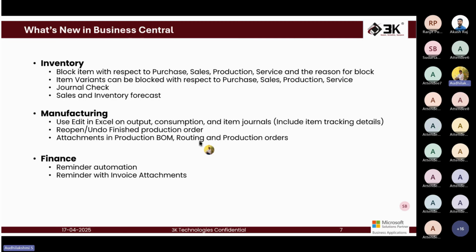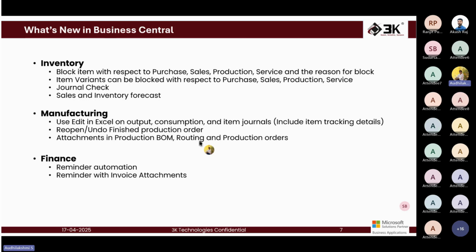So here we have a feature called journal check. When we use this journal check, it prompts whether all the lines are perfect. If there is any issue, it shows the number of lines which have an issue. We also have a button called view issue lines. If we click on it, it shows only the lines which have an issue, so that we can correct them and take it up.